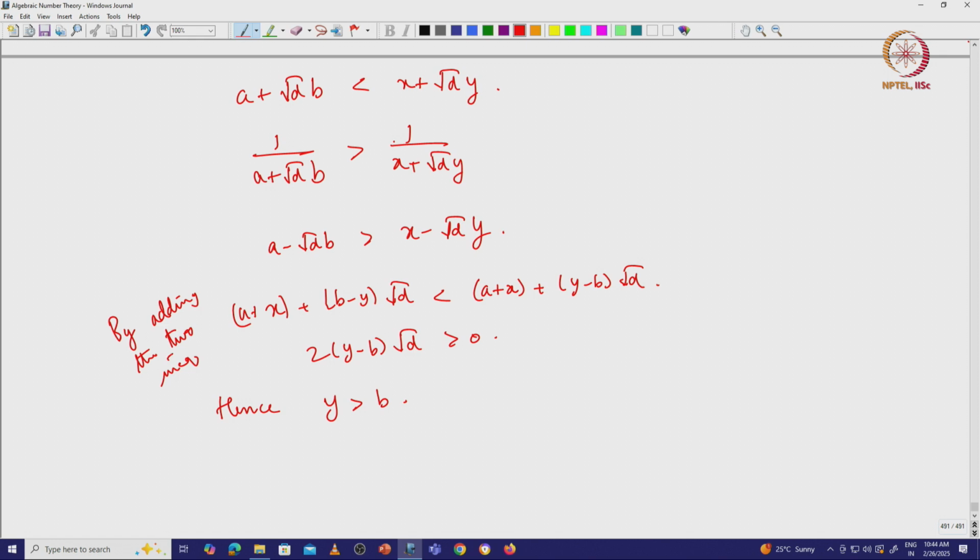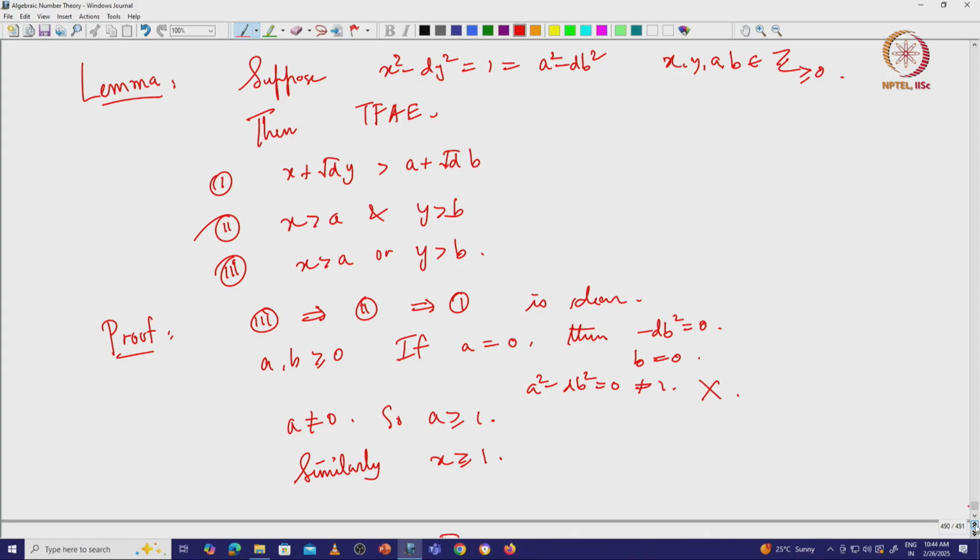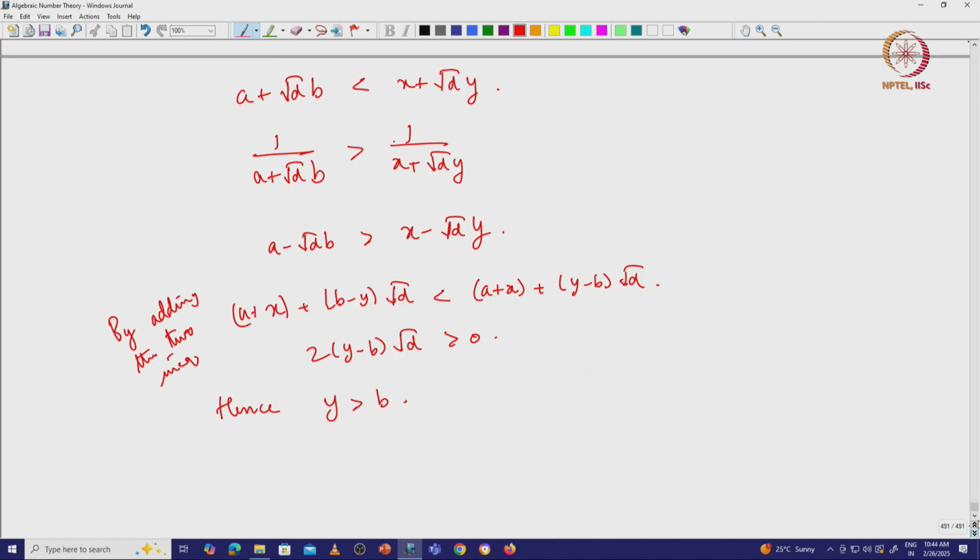So, we will finish this next time, because this shows that 1 implies 2. We still need to show that 1 is also the same as 3. So, we will finish this next time. Thank you.